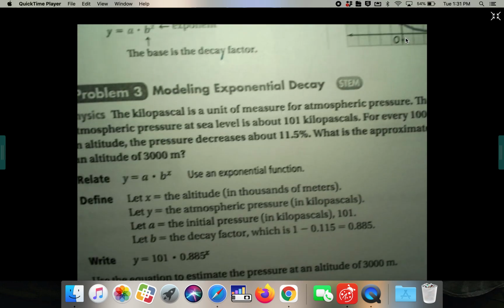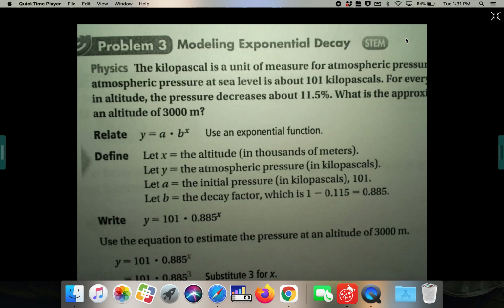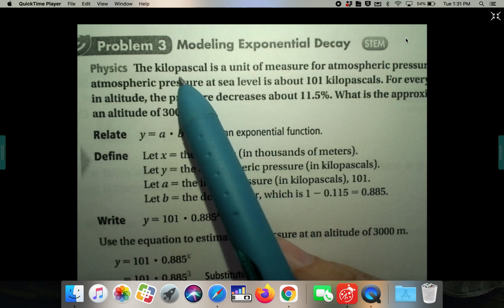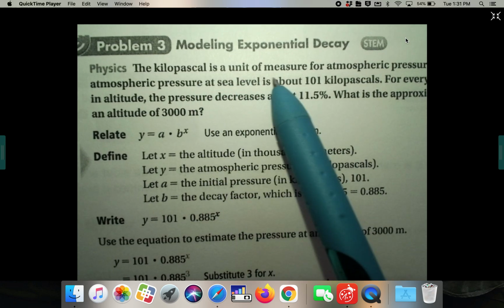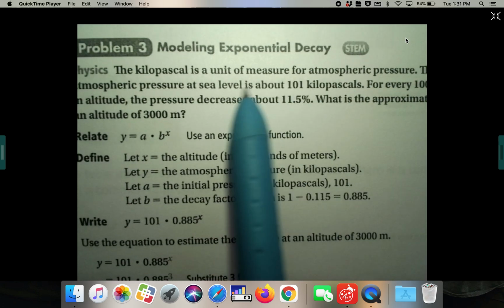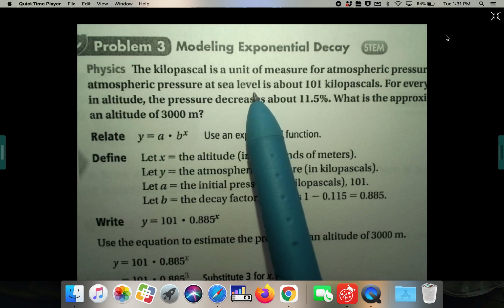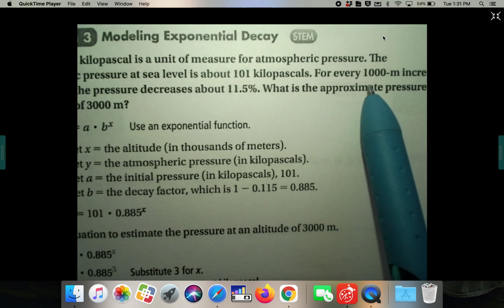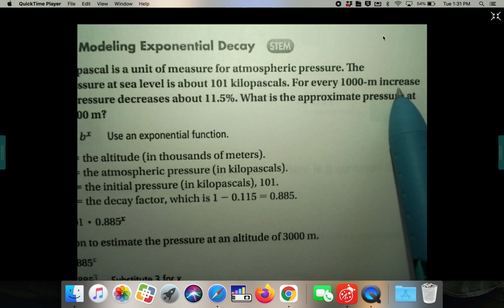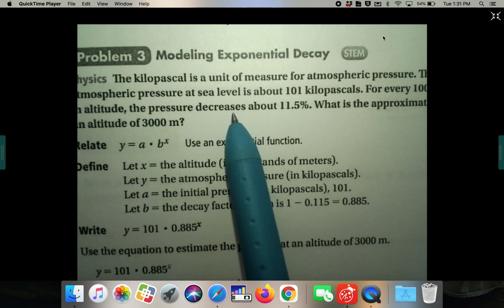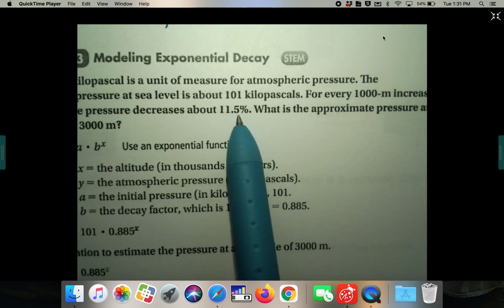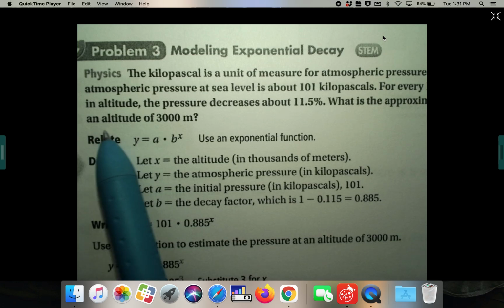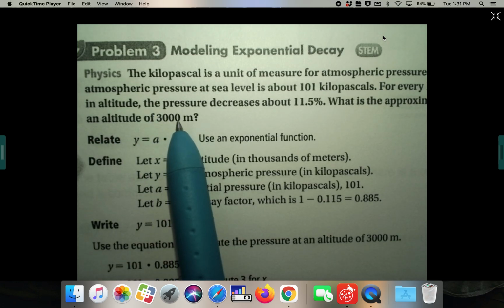So let's take a look at an example of one modeling with exponential decay. The kilopascal is a unit of measure for atmospheric pressure. The atmospheric pressure at sea level is about 101 kilopascals. So for every 1,000 meter increase in altitude, the pressure decreases about 11.5%. So what is the approximate pressure at an altitude of 3,000 meters?